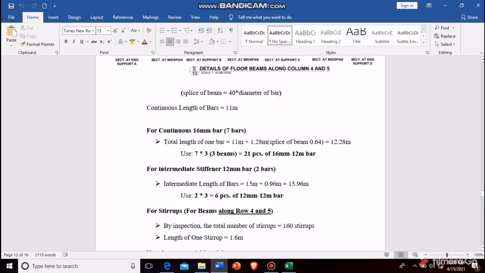For intermediate stiffener, 12mm bar, 2 bars. Intermediate length of bars is 15 meter plus 0.96.